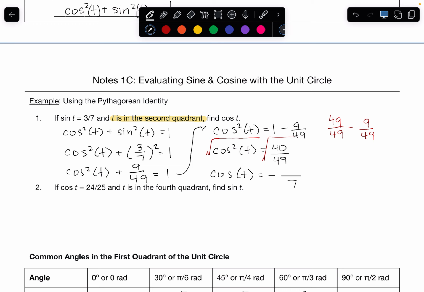Square root of 40. I know that 40 is 4 times 10. What is the square root of 4? 2. So square root of 40 is 2 square root 10. And I should record it as 2 square root 10. Yeah. Good.